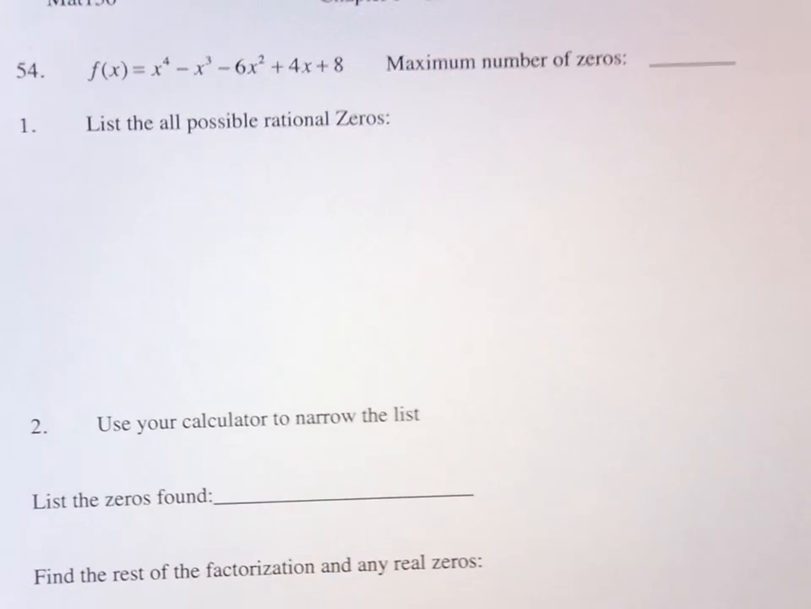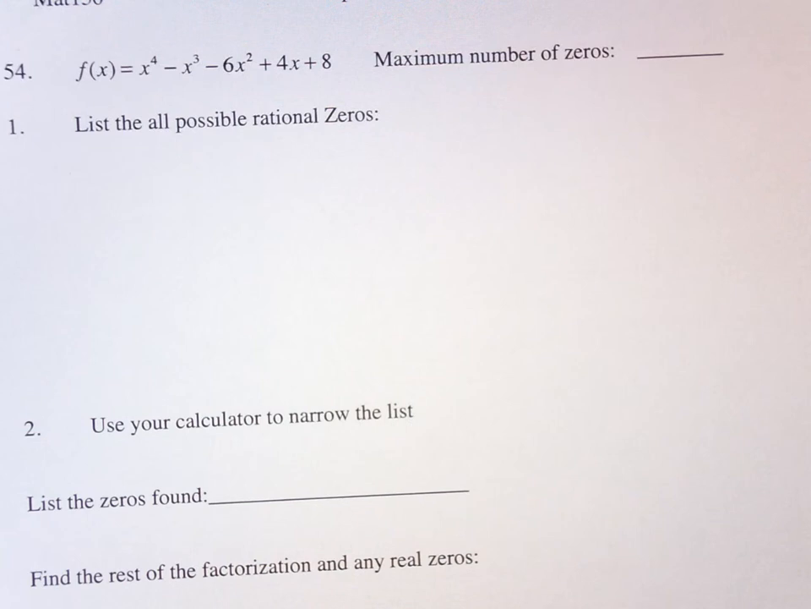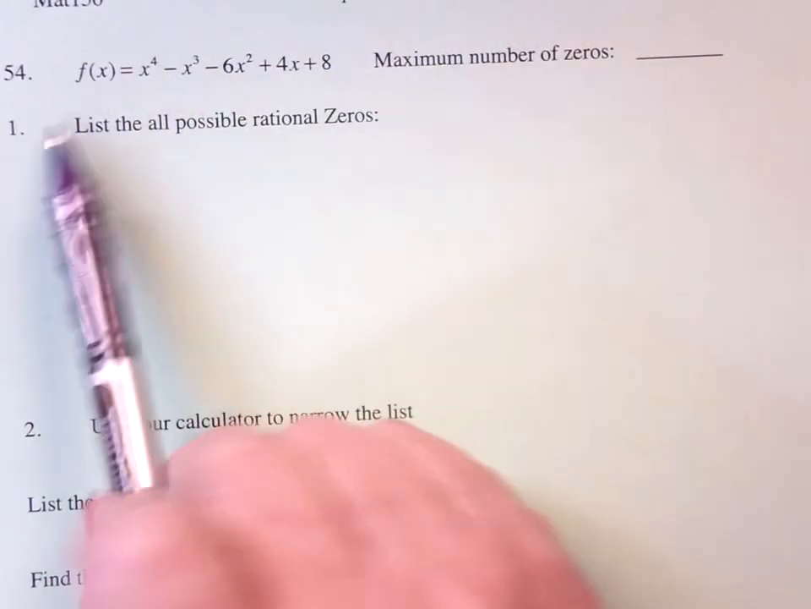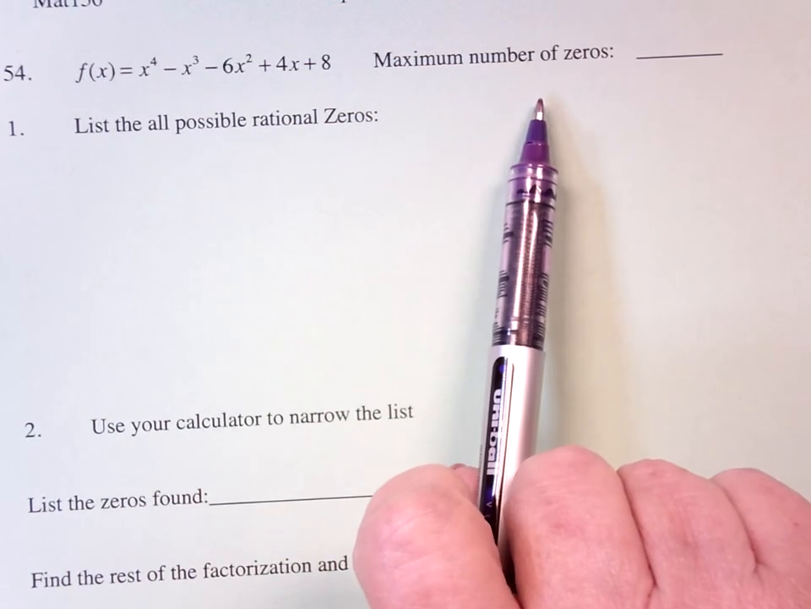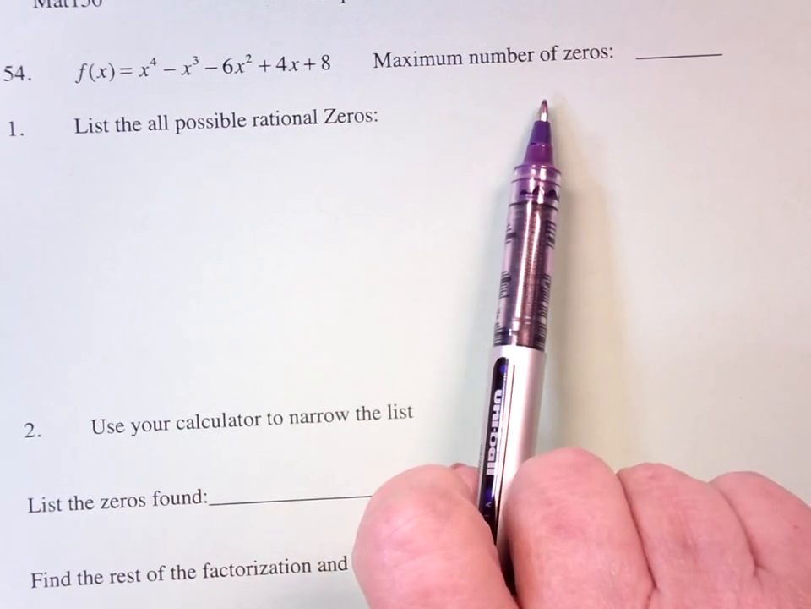Okay, so here we go. This is the process, and this leads you down through the process. And for the rest of the section while we're studying polynomials, until we change over to the rational functions, this is what we're going to be doing. So in this particular instance, it said, what's the maximum number of zeros I can have? This is a fourth degree polynomial.